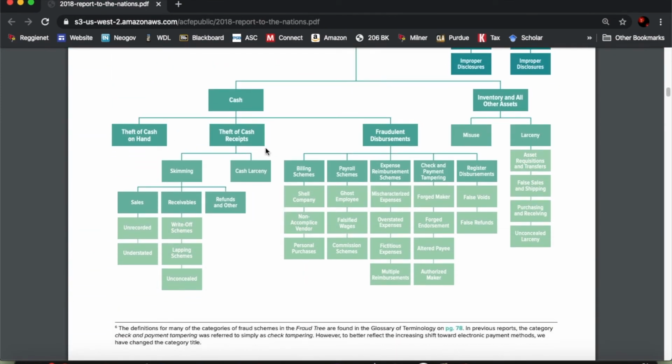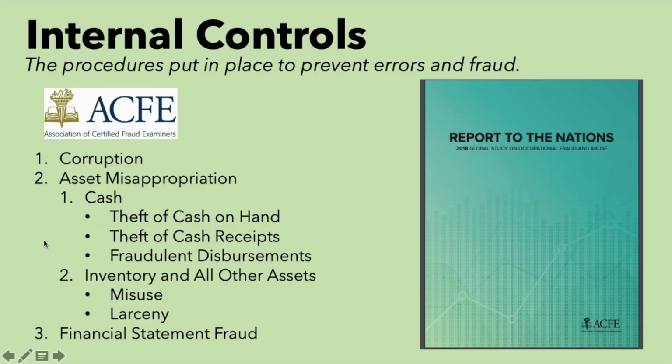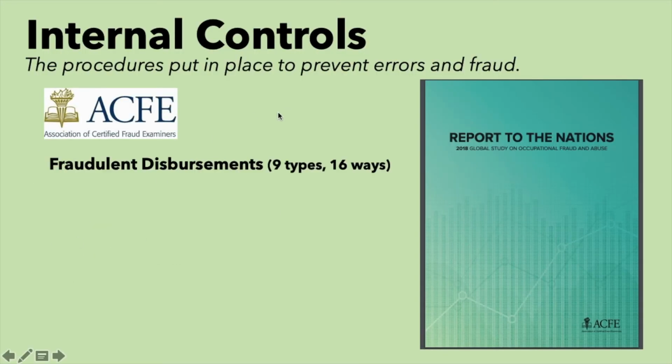So you have theft of cash receipts, and then fraudulent disbursements. So within fraudulent disbursements, you've got 1, 2, 3, 4, 5 different types, and you've got about 16 different ways. So I think I have an error on my slide here. It should be 5 types, 16 ways, but that's okay.